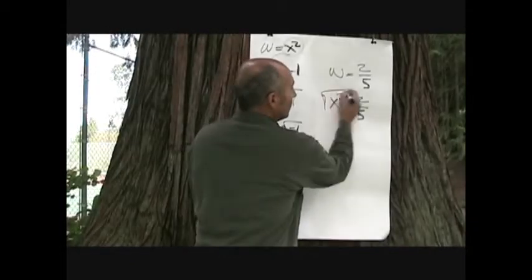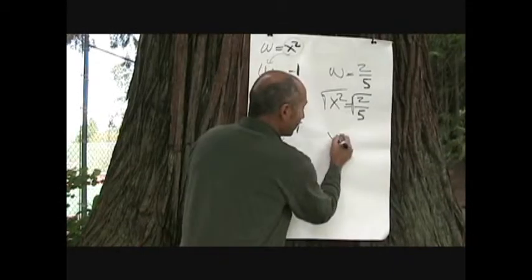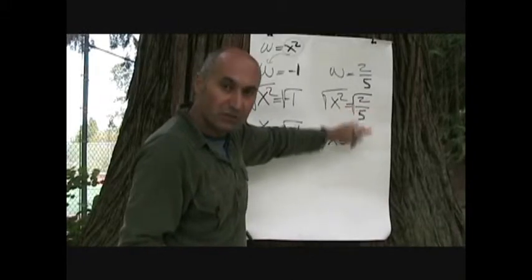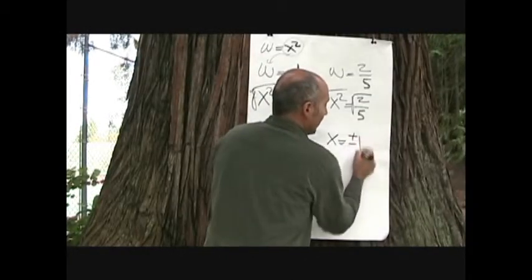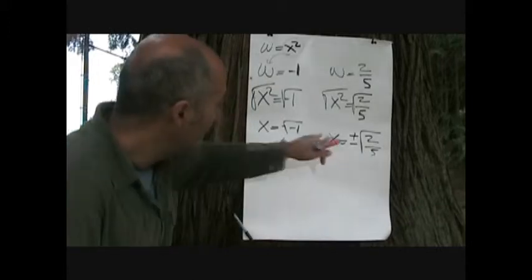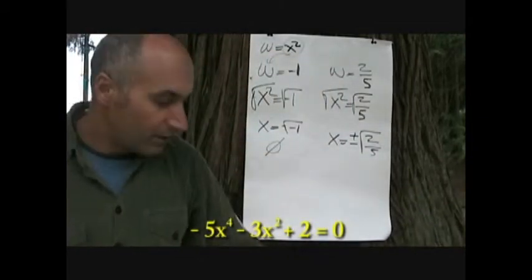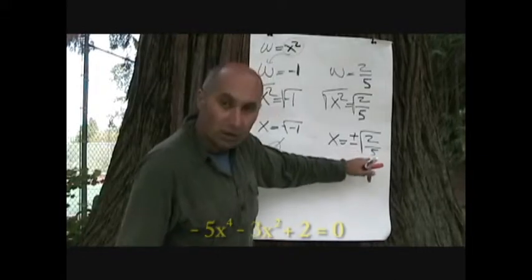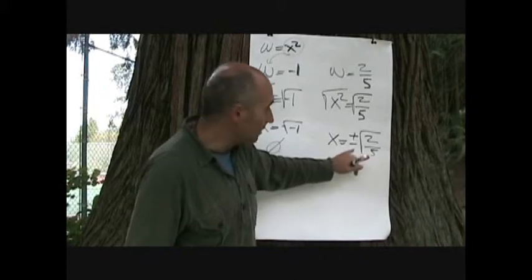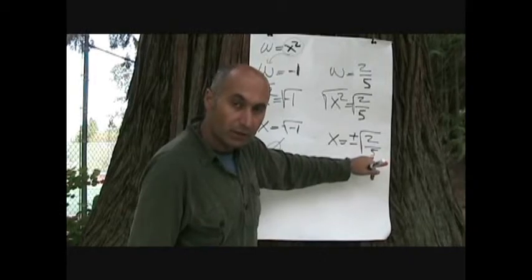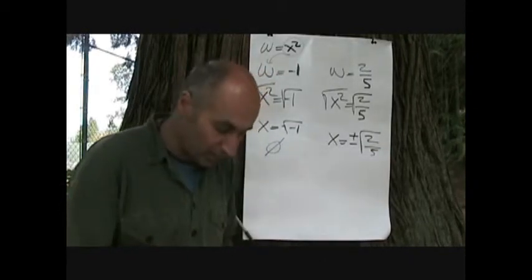And this one, we're going to take the square root of both sides. Square root of x squared is just going to be x, right? And that's why we take the square root of both sides to get to x. And the square root of 2 over 5 is going to be plus or minus square root of 2 over 5. And that is our solution for our original expression, which was negative 5x to the power 4 minus 3x squared plus 2 is equal to 0. And if we're solving for it, these are our answers, right? x is equal to positive square root of 2 over 5, and x is equal to negative square root of 2 over 5.